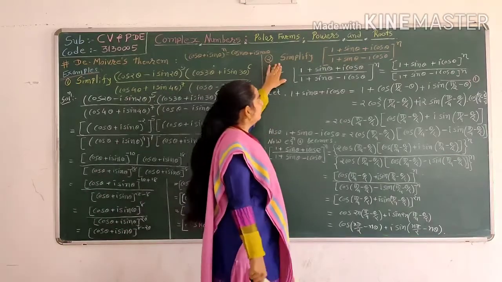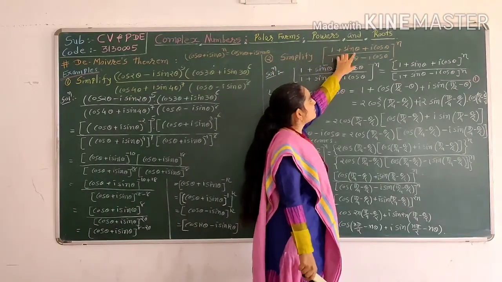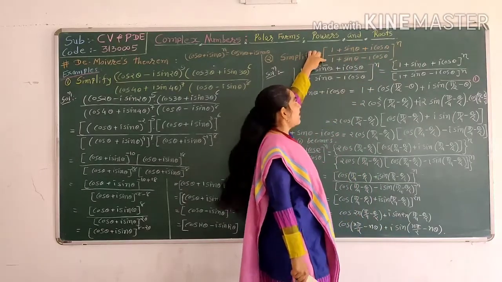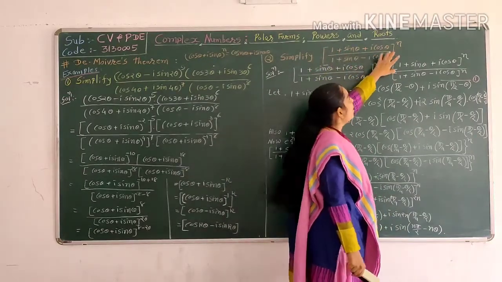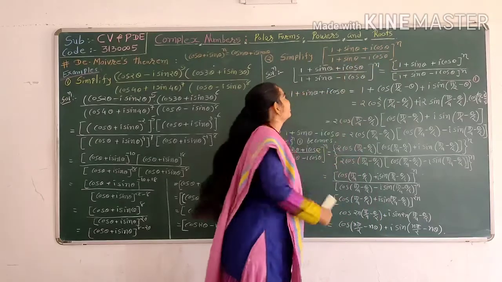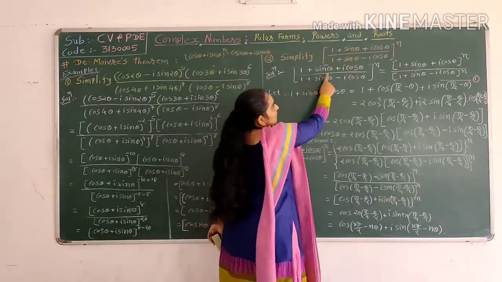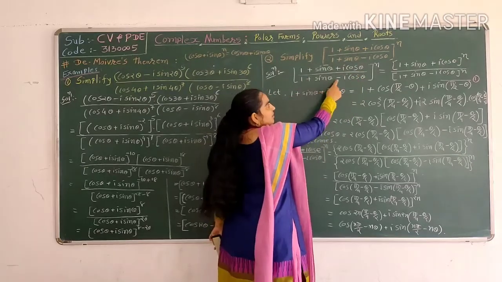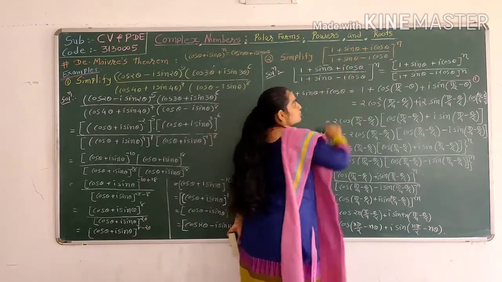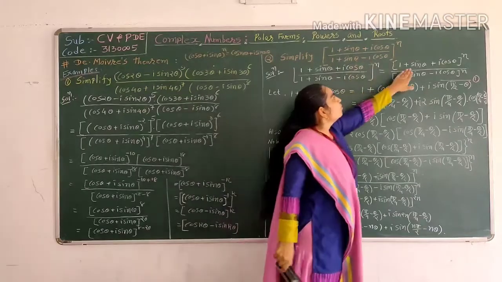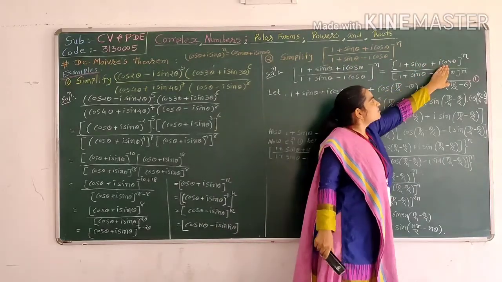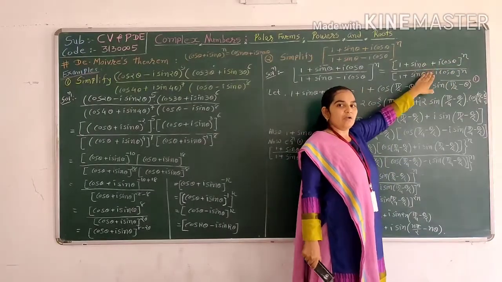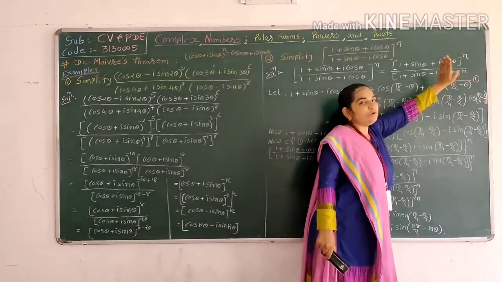Now the next example: simplify ((1 + sin θ + i cos θ) divided by (1 + sin θ − i cos θ))^n. Now the solution: we can write (1 + sin θ + i cos θ)^n divided by (1 + sin θ − i cos θ)^n.